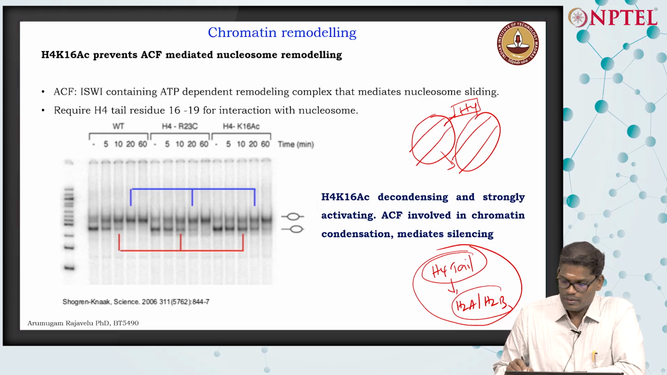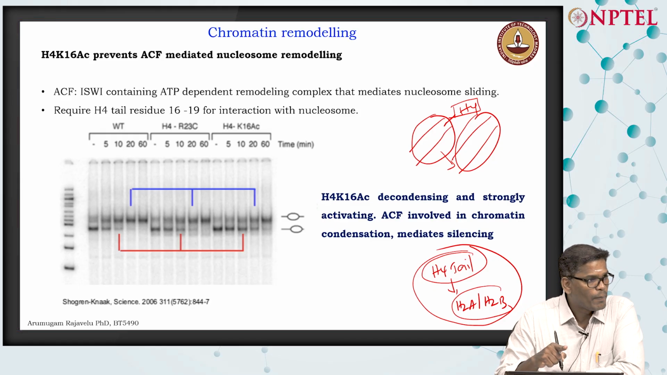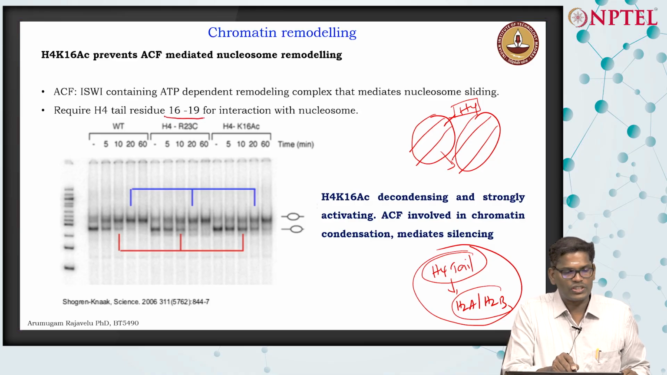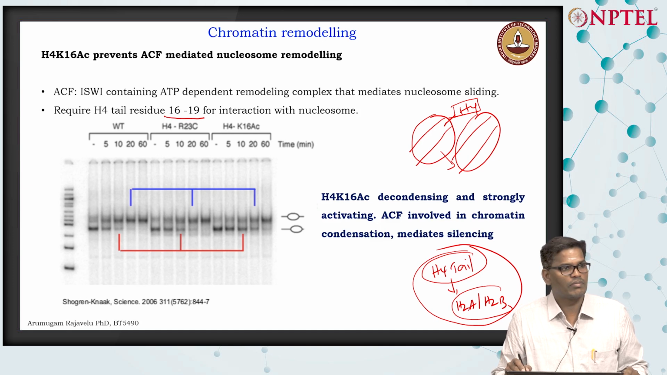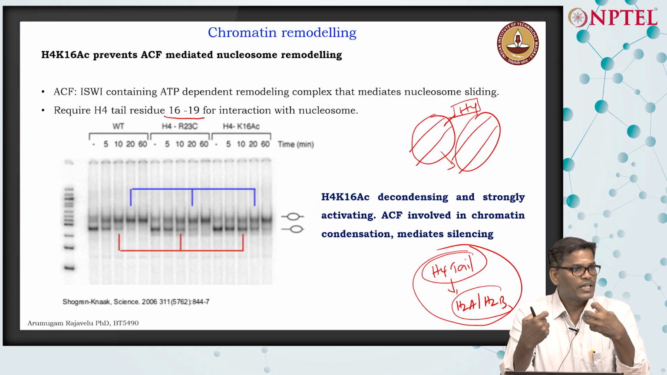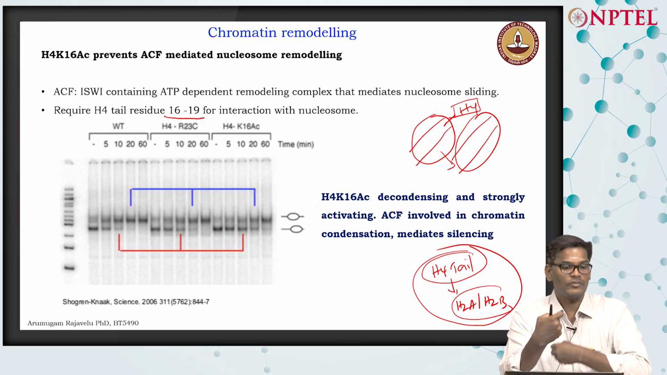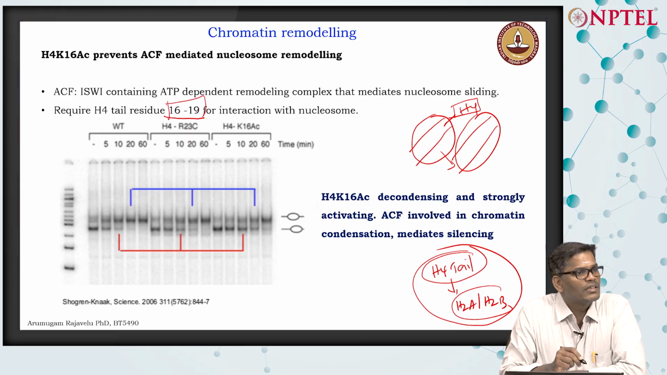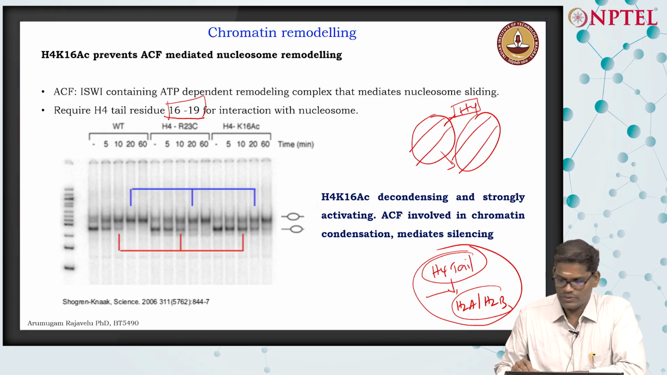The tail is positively charged. These regions are positively charged, and they are associated with a negatively charged patch on the H2A, H2B, which helps to retain the histone protein complex. What happens when these regions are acetylated? Because of the charge imbalance, this will get disrupted. This was a discovery from that paper.